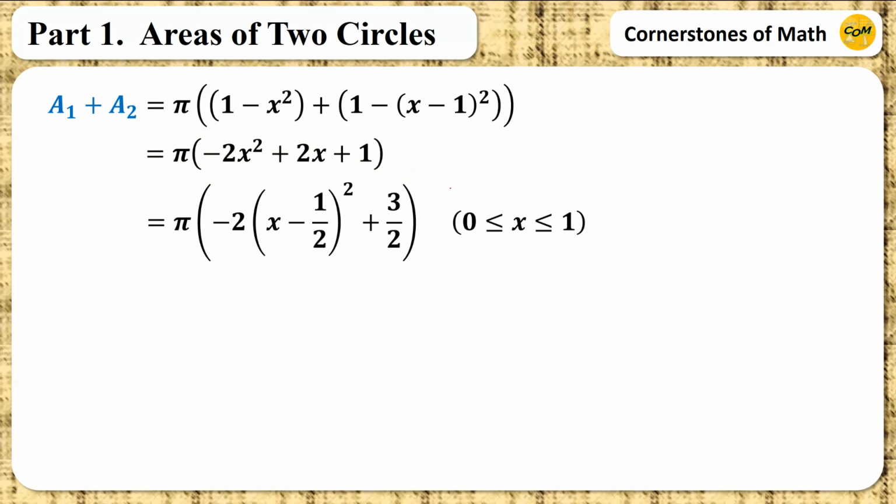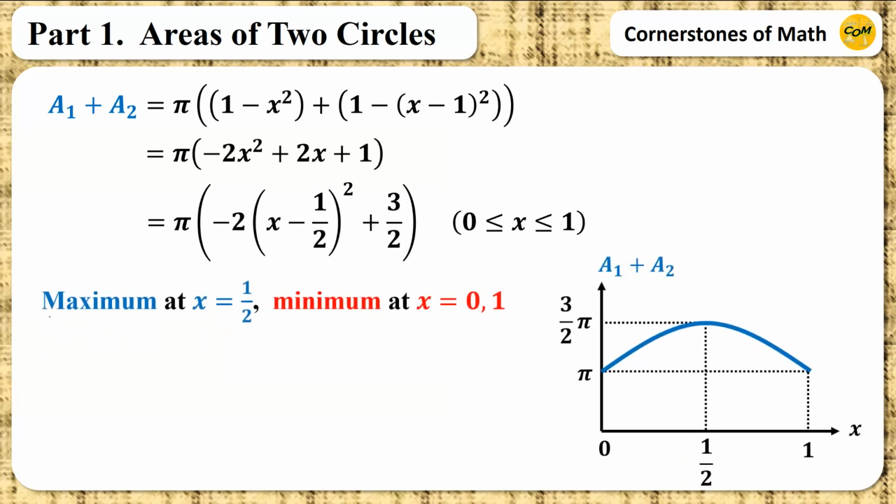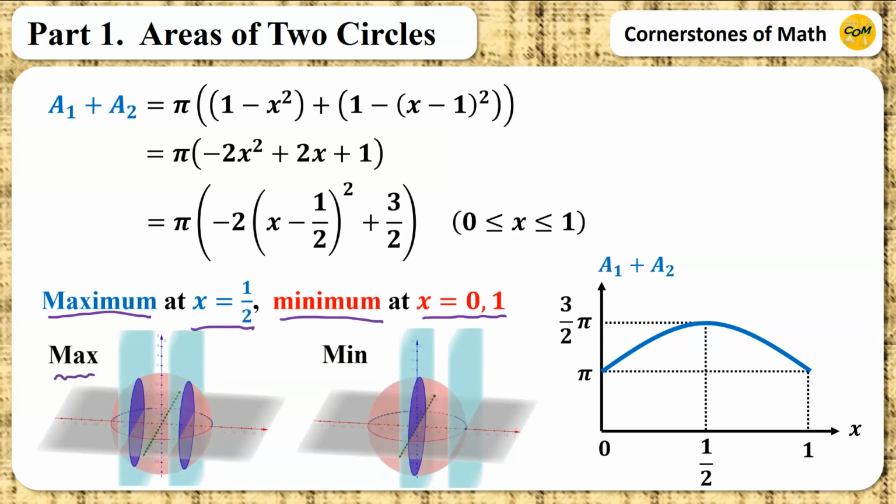So we have A1 plus A2 given as pi times minus 2 times (x minus 1 over 2) squared plus 3 over 2. This is a quadratic function that is maximum at x equals 1 over 2 and minimum at the two endpoints x equals 0 and 1. That is, maximum in the middle and minimum at both ends.